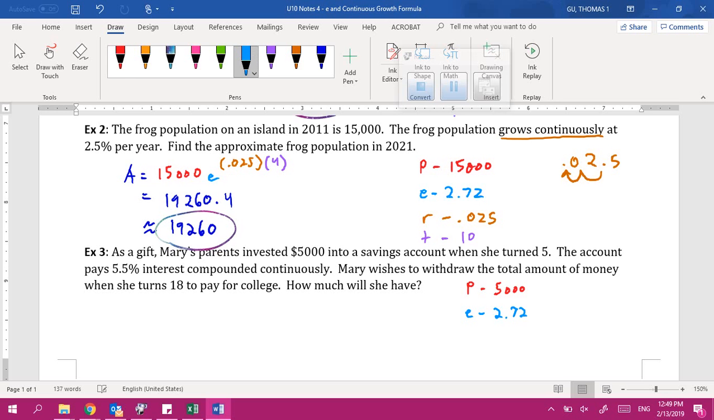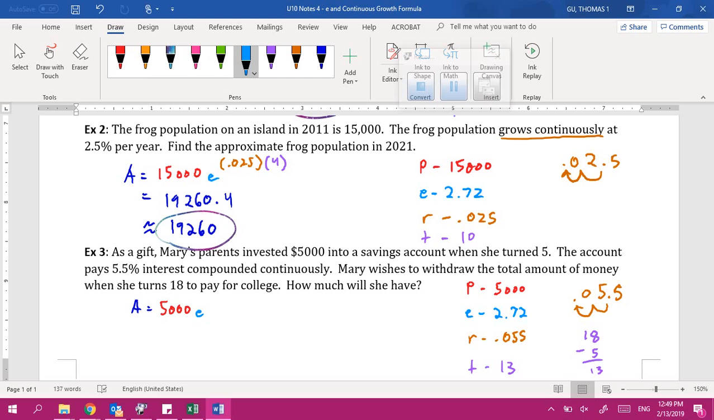What is the rate? 0.055, because if we start with 5.5, we move the decimal 2 places and fill in the 0, so 0.055. And what is the time here? 13. How did you get 13? 18, the ending time, minus 5, the beginning time, leaves 13 years in between. So let's put this into the formula: 5,000 times e.